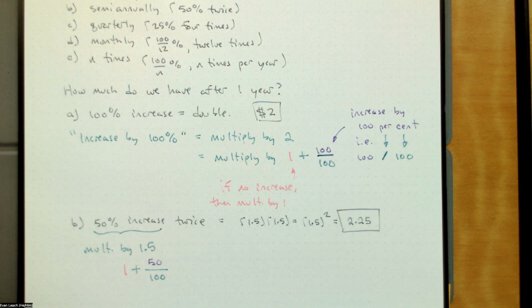And we can see where the increase comes from, because after the first half of the year, we have more. We have a 50% increase on our initial deposit. And then so in the second half of the year, the interest, we're earning interest on interest. So then it's going to result in an extra 25 cents.